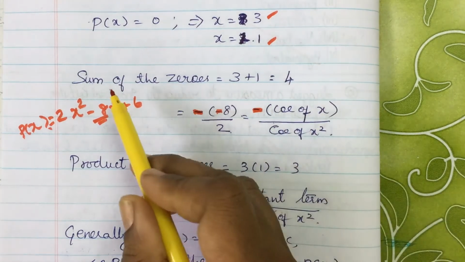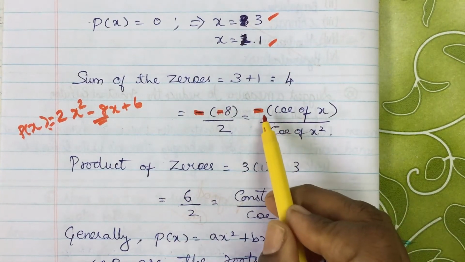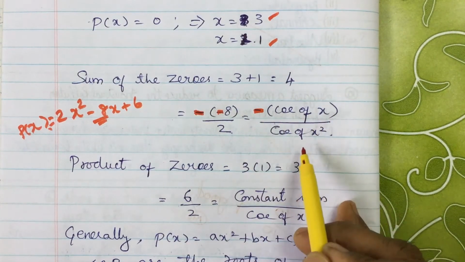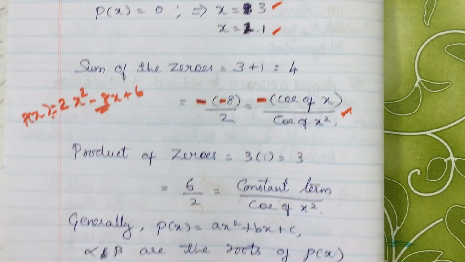So from this you can observe that the sum of the zeros is the ratio of minus coefficient of x divided by coefficient of x square. This you can consider as a formula, right?